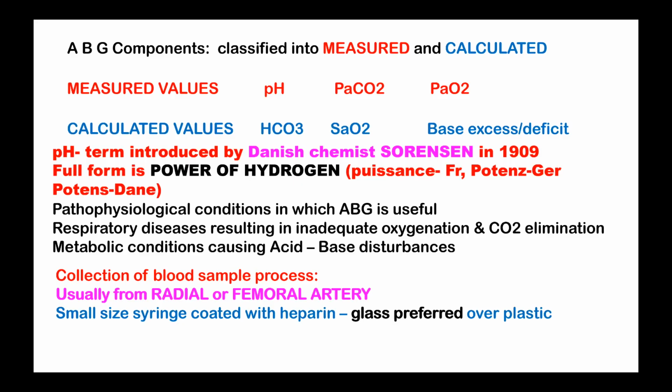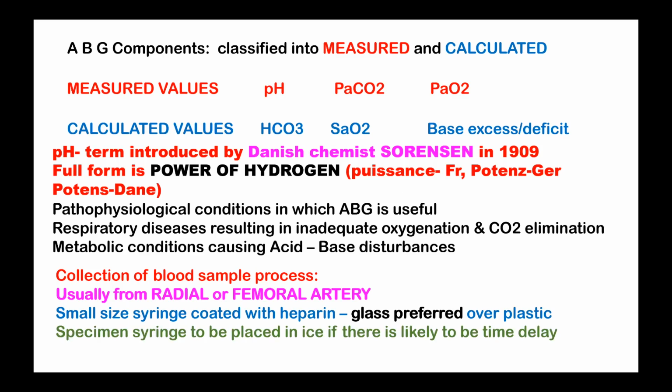How will the result get altered? Supposing you have a sample with an air bubble, then what will be the result? If you have too much heparin, what will be the result? Which value will be affected by these mistakes? PO2, oxygen. Yes, if you have an air bubble, it will show excess oxygen, even in hypoxia. And if you have excess heparin, pH will be altered. It will show more acidity.